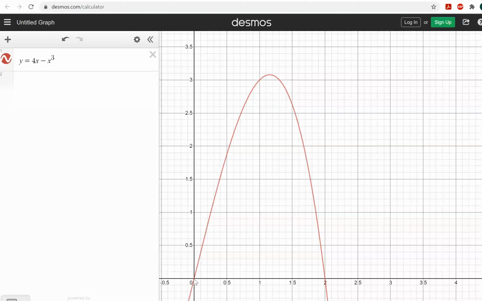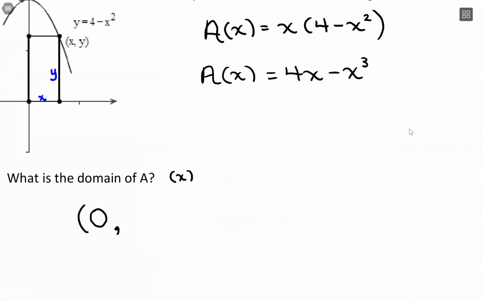What we can see is that area starts at 0, but we don't really want to include 0. And then it could go all the way up to x equals 2. But then it goes into negative area, and we don't want that. And again, we won't include 2 because it's really just a straight line and not really a rectangle, so it wouldn't have any area to it. So I'm going to say 0, 2.